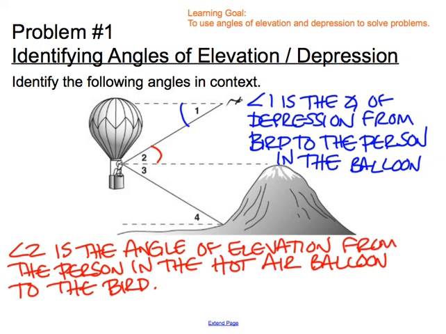Then, to identify the angles in context, we just need to say who's doing the looking and what are they looking at. So for instance, for angle 4, we would say angle 4 is the angle of elevation from the base of the mountain to the person in the hot air balloon.